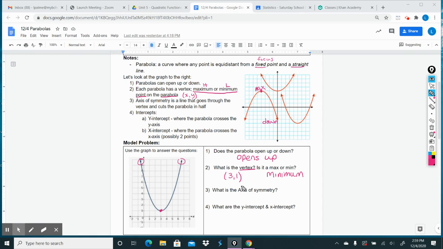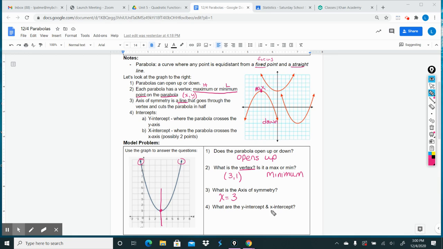What is the axis of symmetry? The axis of symmetry is a line that goes through the vertex and cuts the parabola directly in half. Remember that our axis of symmetry is a line, so it is an equation. It cuts the graph in half so you can fold it over. It's like a mirror image, and the two halves will be right on top of each other. So it's x equals 3 because it cuts the x-axis at 3. x = 3 is your axis of symmetry.